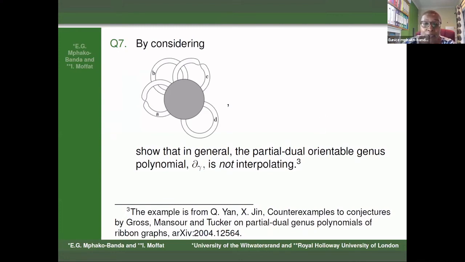And this result, you can see it in the footnote, which is here. Counterexamples to conjectures. The conjectures which Gross, Mansour, and Tucker introduced about the partial dual orientable genus polynomial and the other polynomial. They had conjectures, and you can find their conjectures in their paper. But this is an example which Yan and Jin gave as a counterexample to the conjecture. And you can find it in this paper.